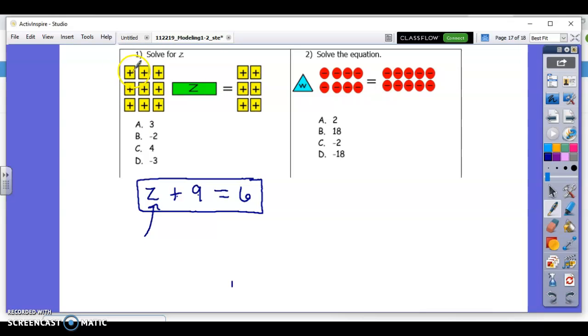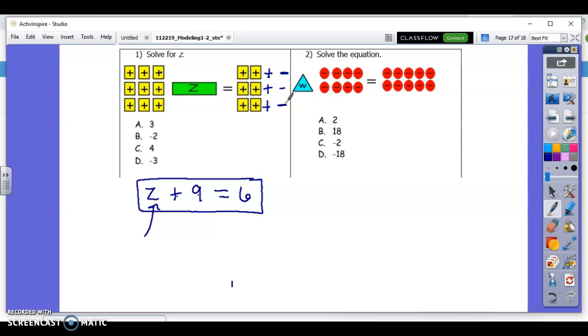So I need to get rid of 1, 2, 3, 4, 5, 6, 7, 8, 9 positives. So if I take 9 away from here, I have to take 9 away from this side, and I don't have that many. I only have 6. So I'm going to have to get 3 more positives, and the only way I can do that is if I add a zero pair. So every positive I put, I have to put a negative also. So if I add 3 positives, now I have 3 negatives.